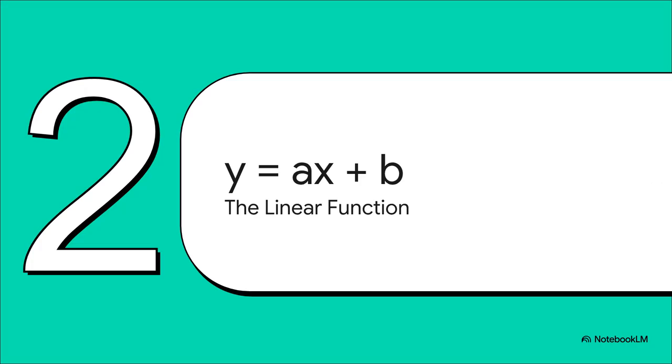Okay, so now that we've got our main rule down, let's meet the star of the show. This little equation right here, y equals ax plus b, this is it. This is the secret code, you could even call it the DNA, for every single straight line that you could possibly draw on a graph.